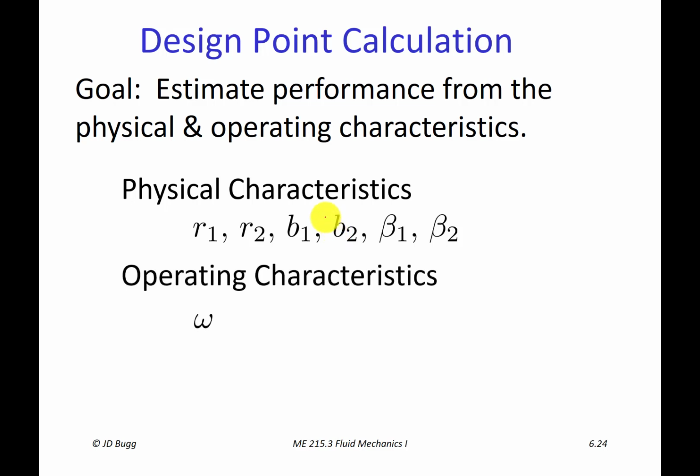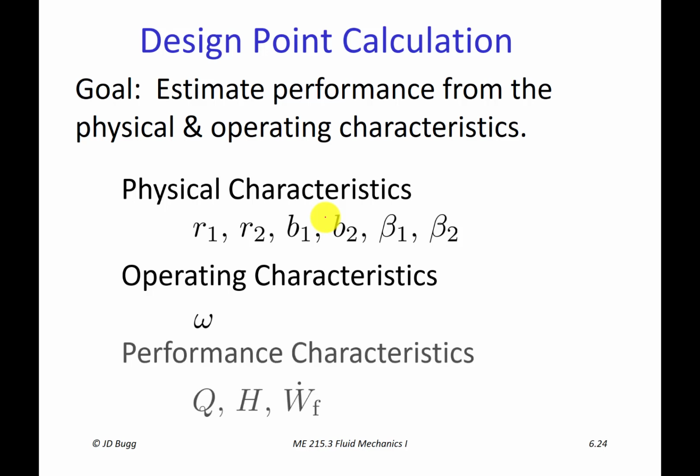The operating characteristic that we're most interested in here is omega. How fast is this impeller turning? So that's the operating characteristic that we're interested in. And the performance characteristics that we get out of this are the flow rate. How much flow is this going to produce? How much head is it going to produce? And what power is it going to require to do that? So those are the physical, operating, and performance characteristics that we're interested in.